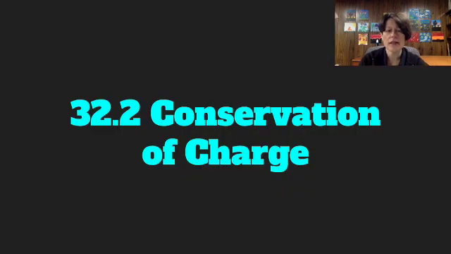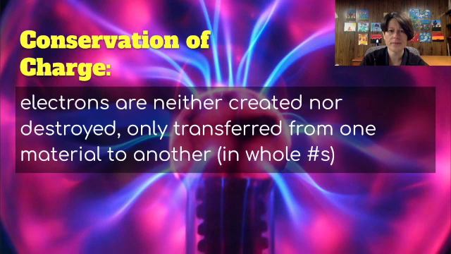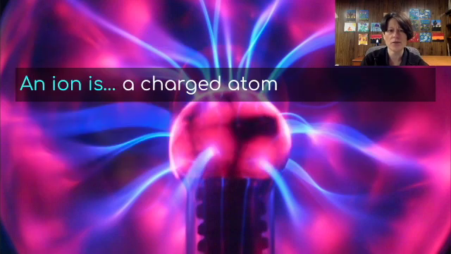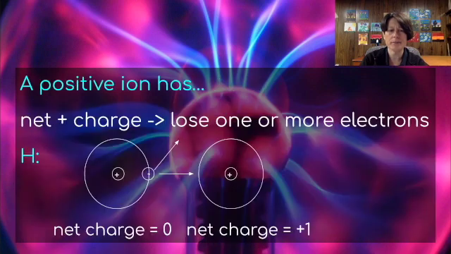So let's take a look at section 32.2 on conservation of charge. Conservation of charge means that electrons are neither created nor destroyed, only transferred from one material to another in whole numbers. We cannot transfer half of an electron. We can't do that. It has to be whole numbers. And we're going to take a look at what an ion is. It is a charged atom.